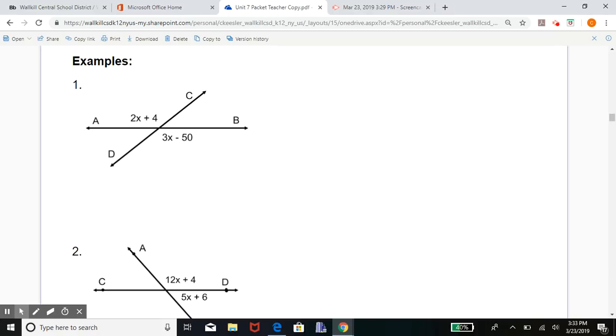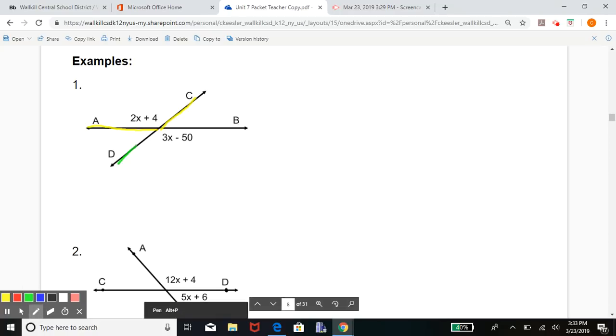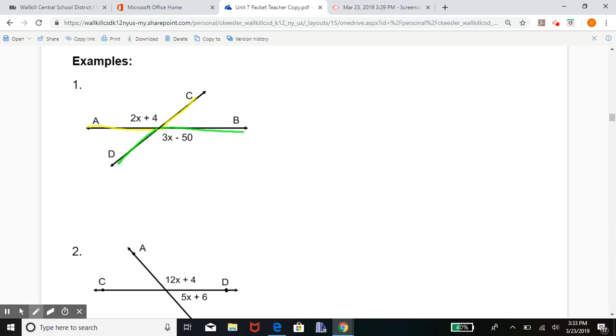Then you also see that we have A up to C is an obtuse angle, as well as D over to B. So there's no way that two obtuse angles will add up to 180 degrees. So the only other choice is that they're congruent, and that makes sense because they're on opposite sides of a vertex, which means that they're vertical angles. So we're going to go ahead and set them equal to each other. 2x plus 4 equals 3x minus 50, and solve.